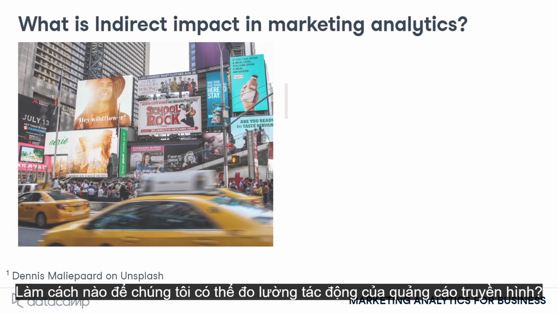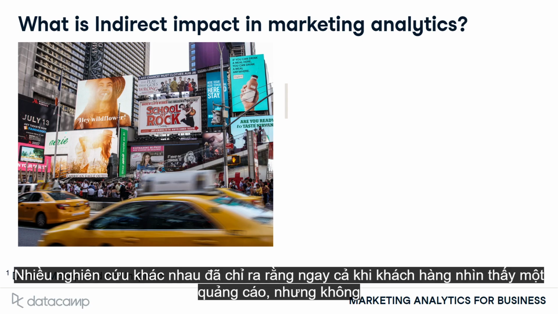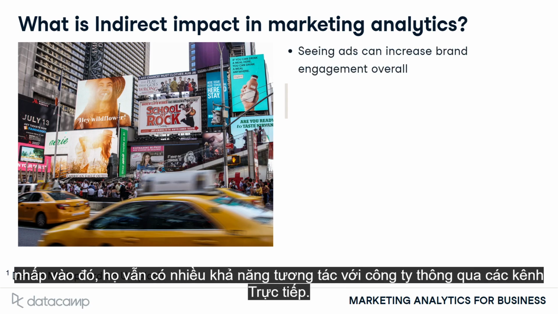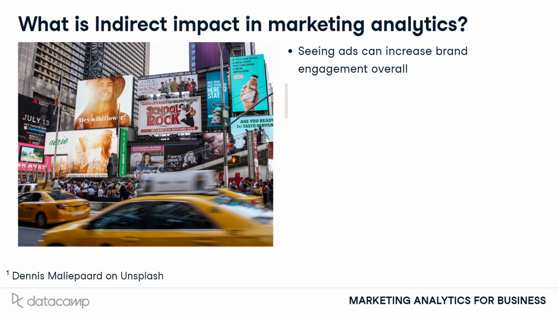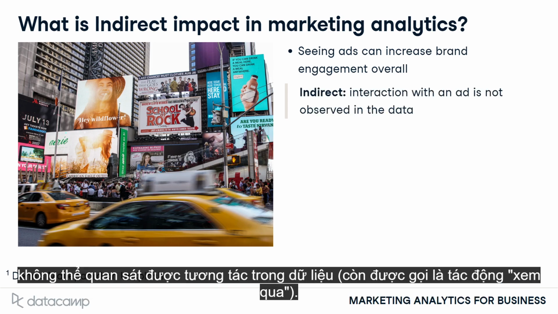How can we measure the impact of TV ads? We might see an ad for a resort, but we do not tell the resort we booked a vacation due to that TV ad. Various studies have shown that even when a customer sees an ad but does not click on it, they are still more likely to engage with the company via direct channels. This is considered indirect marketing impact, as customer interaction cannot be observed in the data, also called view-through impact.